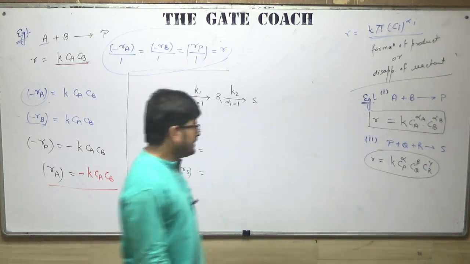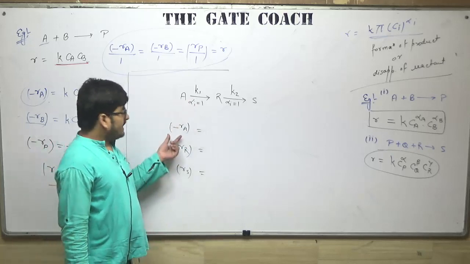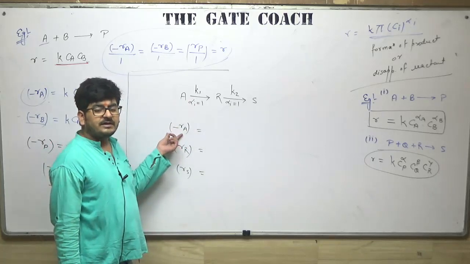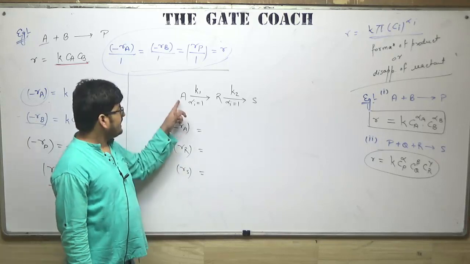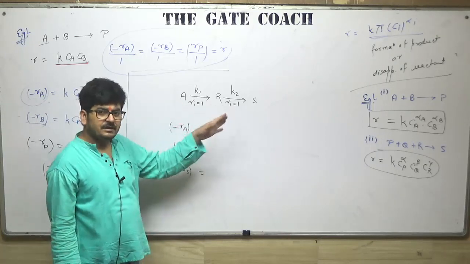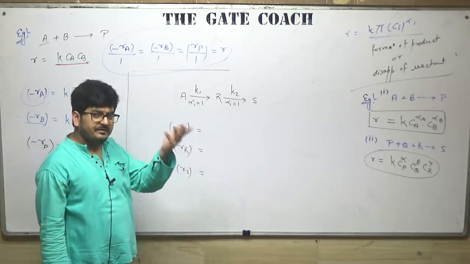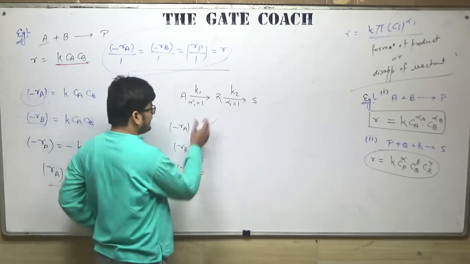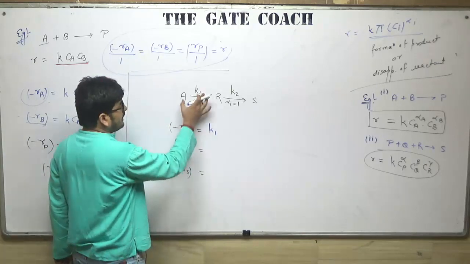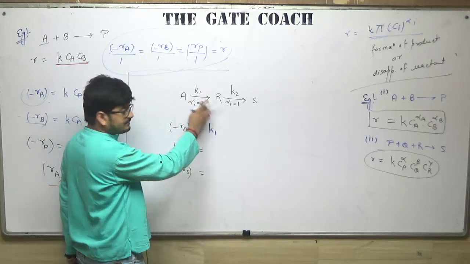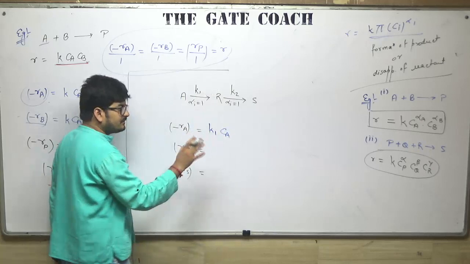Wonderful, guys. So now see, minus r_A. I want to write the rate of reaction in terms of disappearance of A. A is the reactant which will disappear, and I am also talking about the rate in terms of disappearance, so it will remain the same. Rate constant for this step is k1. And what is the reactant for this step? A is the reactant, so it will be C_A. Simple. Power will be 1.